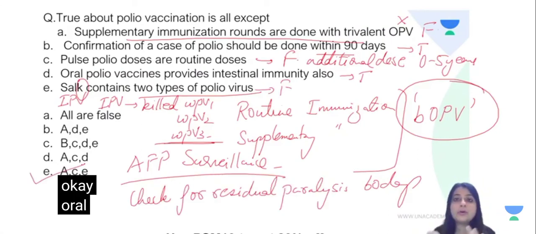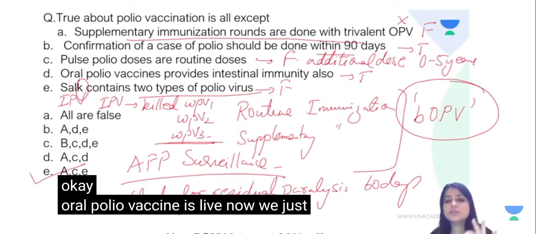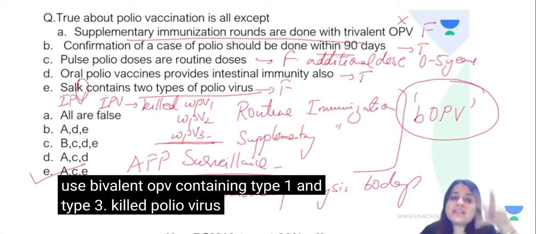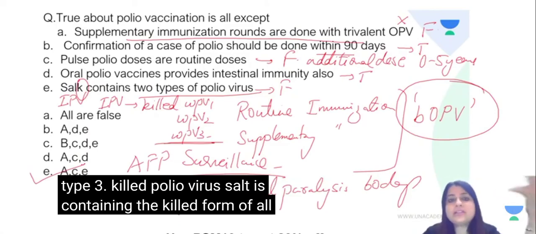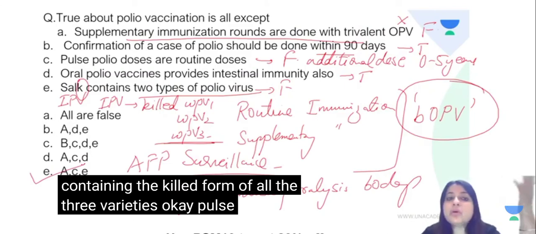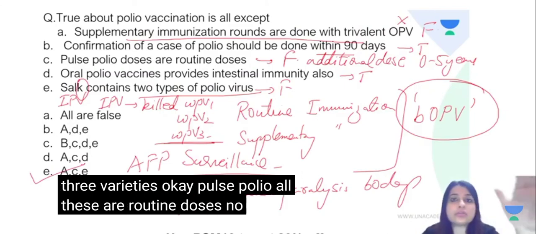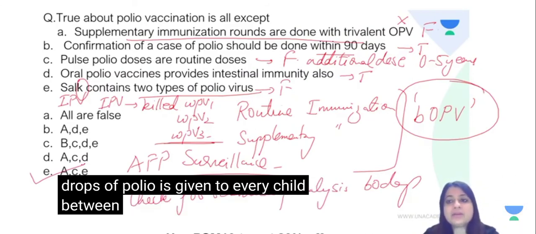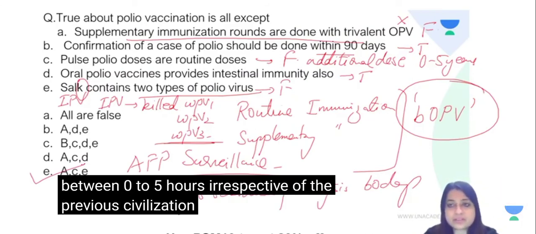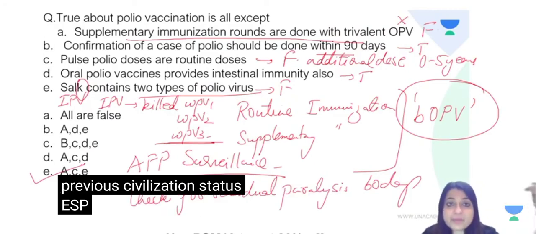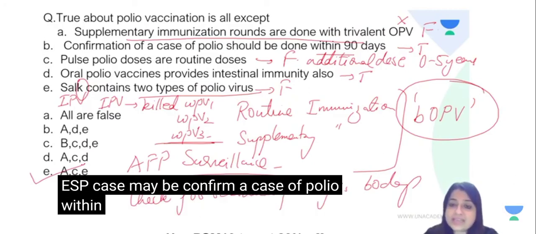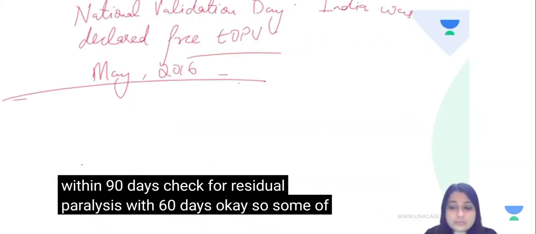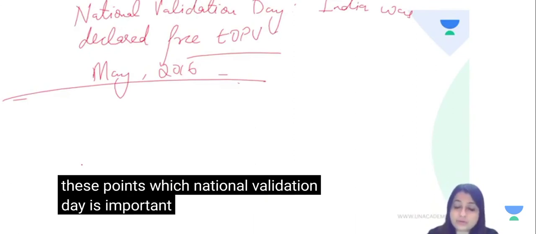Okay. Oral polio vaccine is live. Now we just use bivalent OPV containing type 1 and type 3. Killed poliovirus Salk is containing the killed form of all the 3 varieties. Okay. Pulse polio, all these are routine doses? No, they are supplementary immunization rounds. 2 drops of polio is given to every child between 0 to 5 years, irrespective of the previous immunization status. AFP case, we confirm a case of polio within 90 days, check for residual paralysis in 60 days. Okay. So some of these points, which national validation day is important.